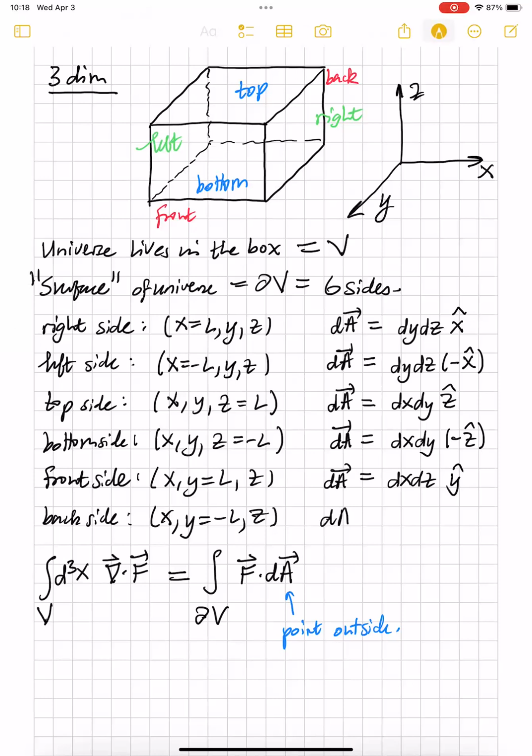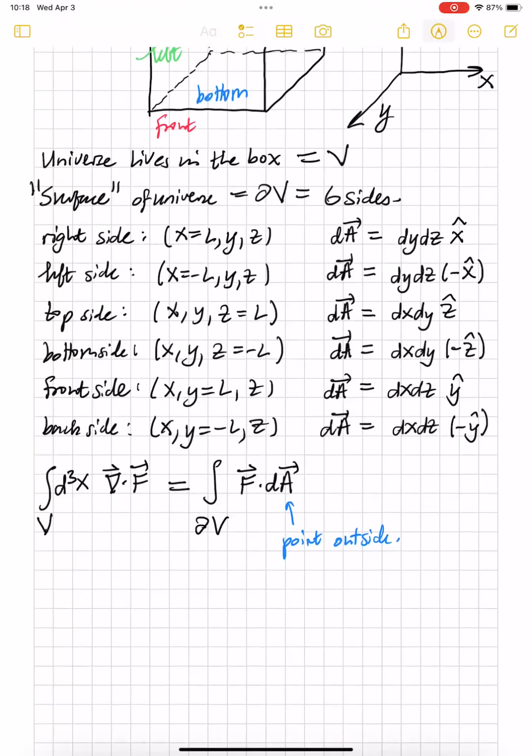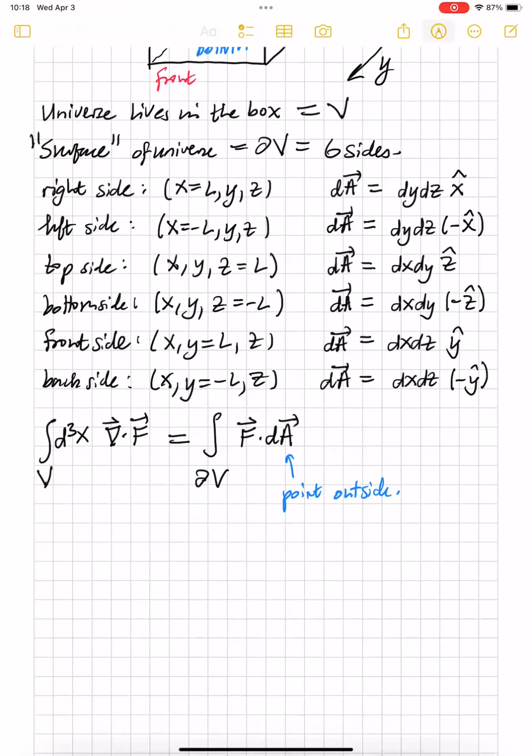There's one more area element left, and that's for the back side of the box. Again, the coordinates that can vary are x and z, and dA will point in the negative y direction. So there are the 6 area elements for this integral. The only other thing I should specify is the components of this vector field f. It'll have an x component along the x hat direction, a y component along the y hat direction, and a z component along the z hat direction.